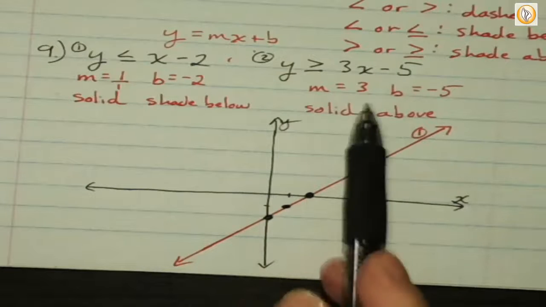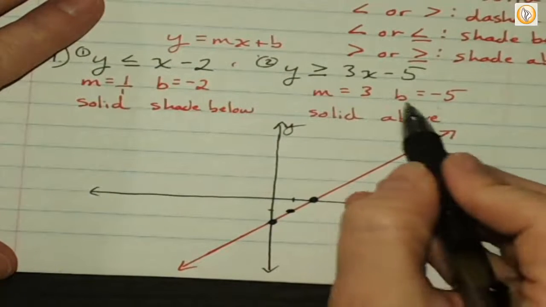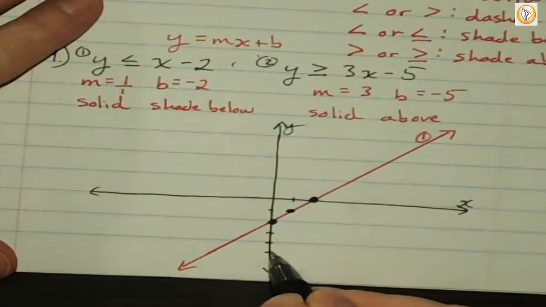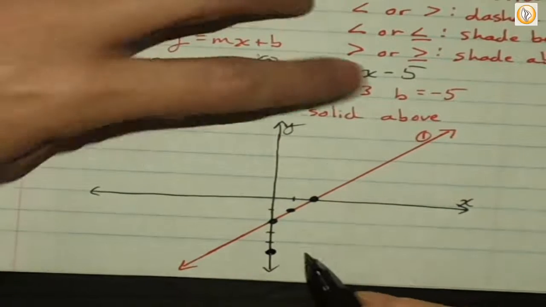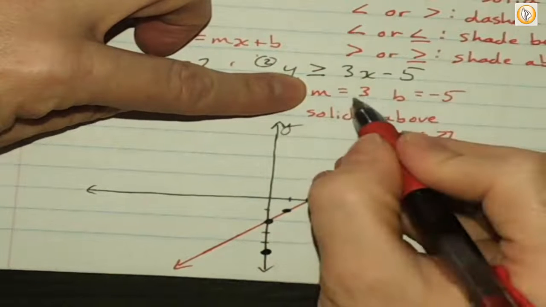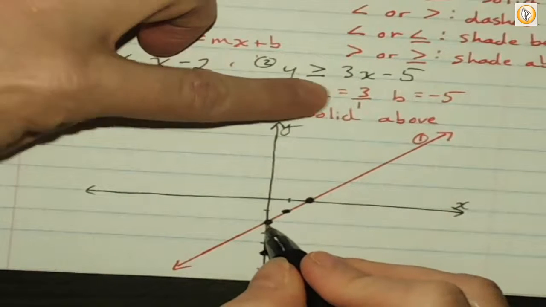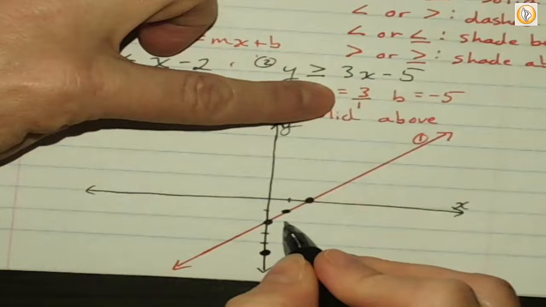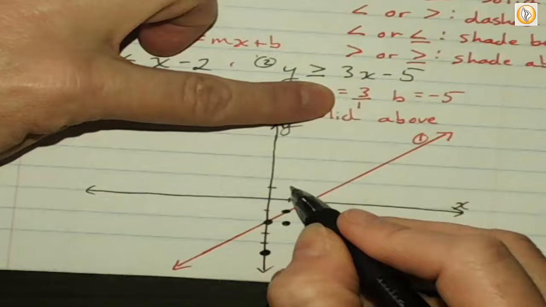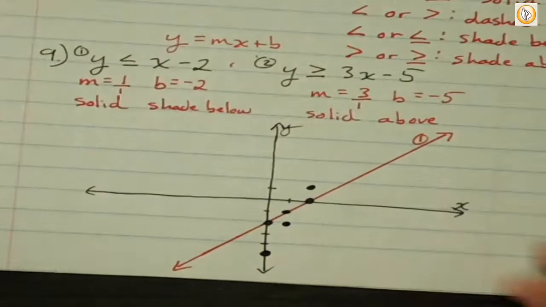Then we graph the second one. The y-intercept is -5. So that's the first point I'm going to put on there. So 1, 2, 3, 4, 5. There's the y-intercept for the second line. My slope is really 3/1. So I'm going to rise 1, 2, 3, and then over 1. 1, 2, 3, and over 1. That's also a solid line.